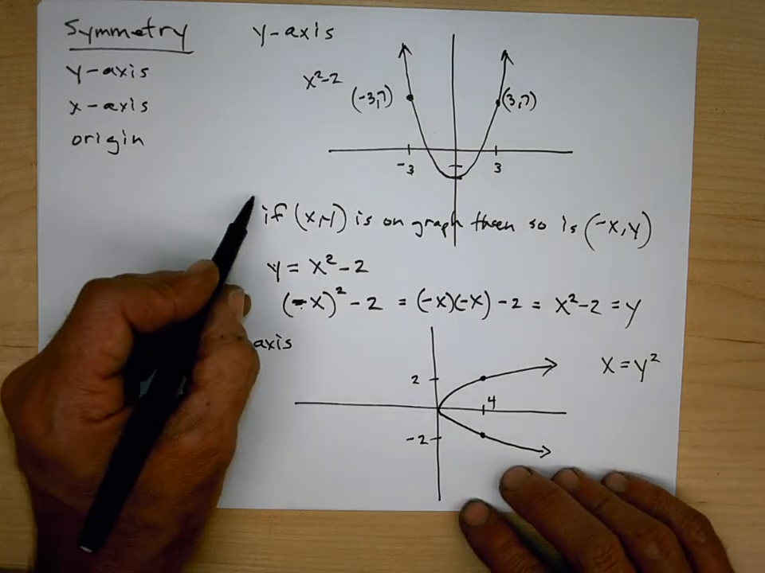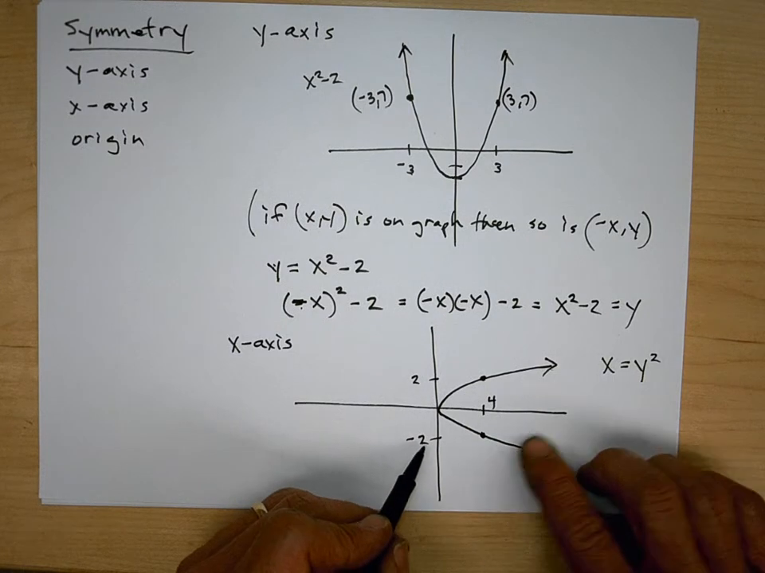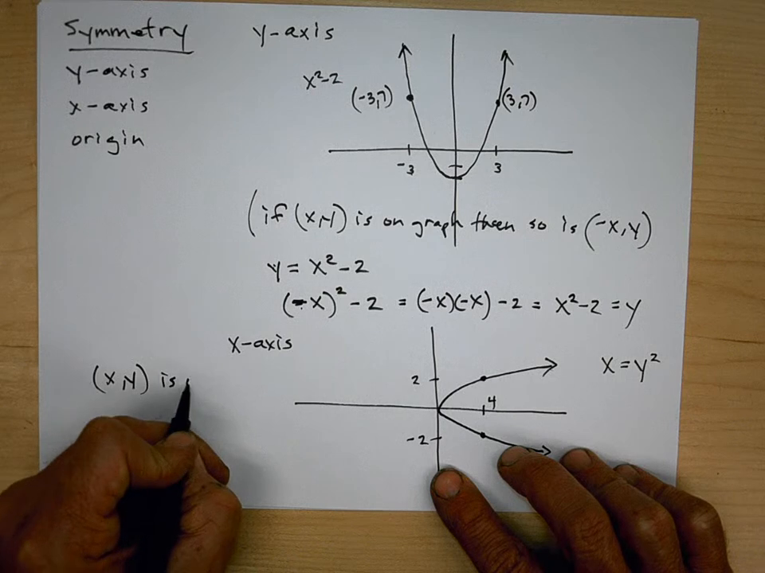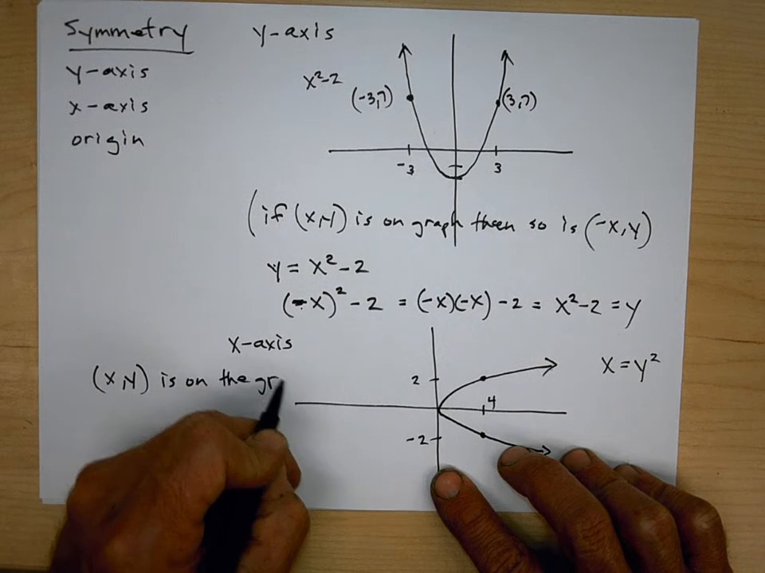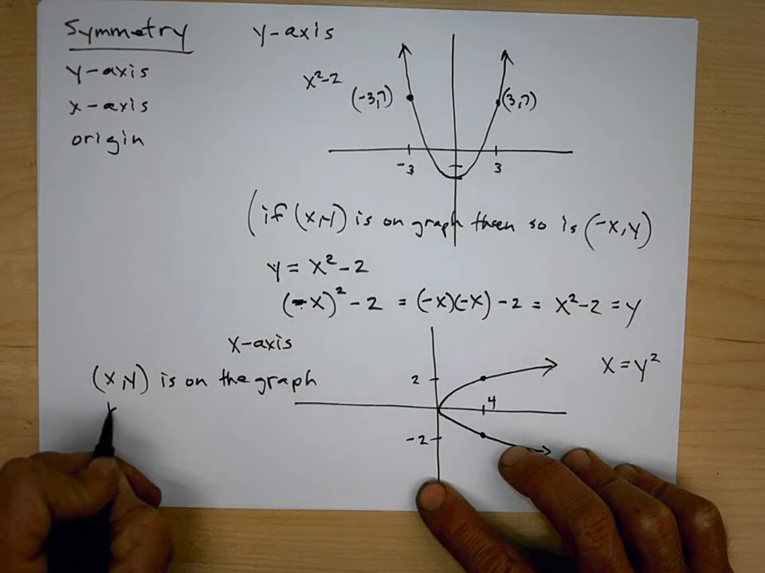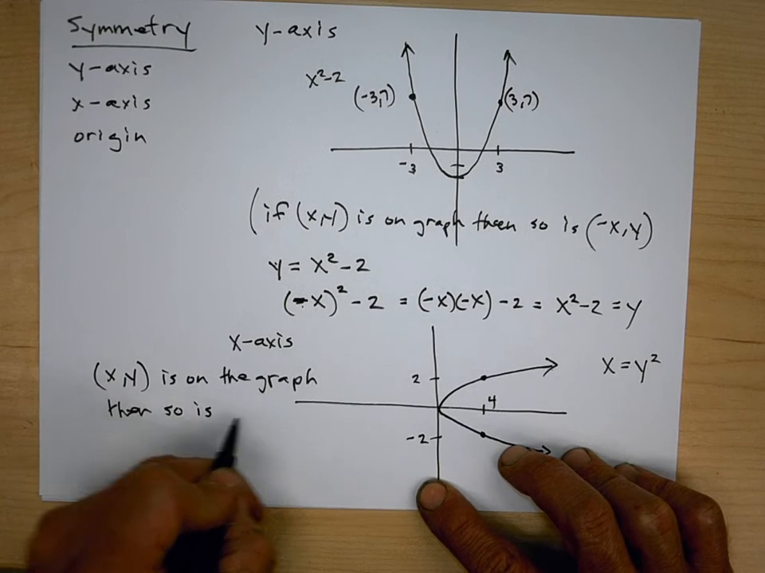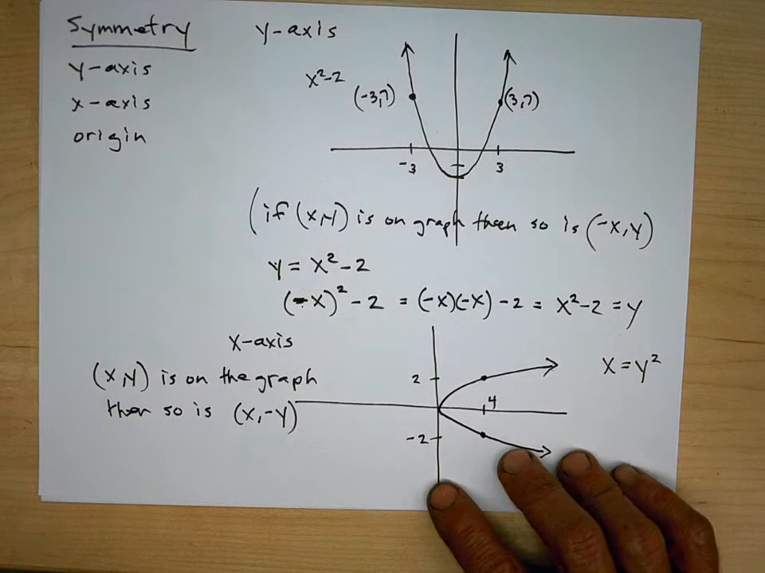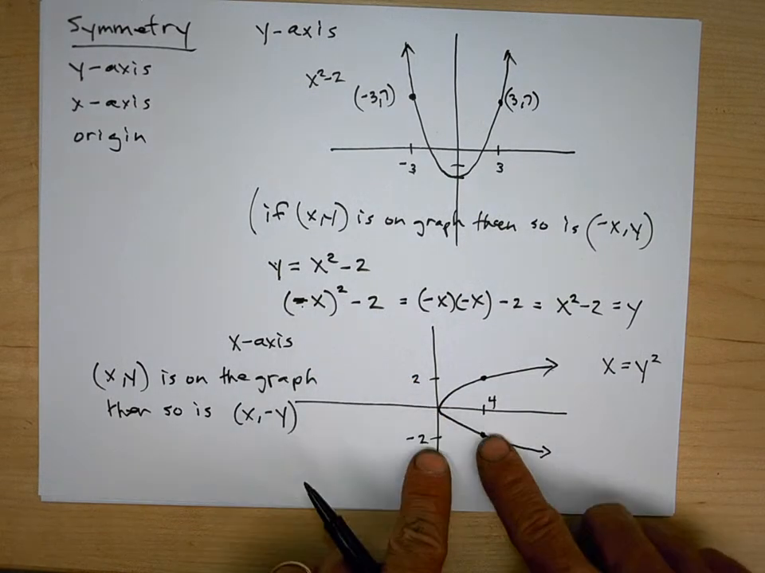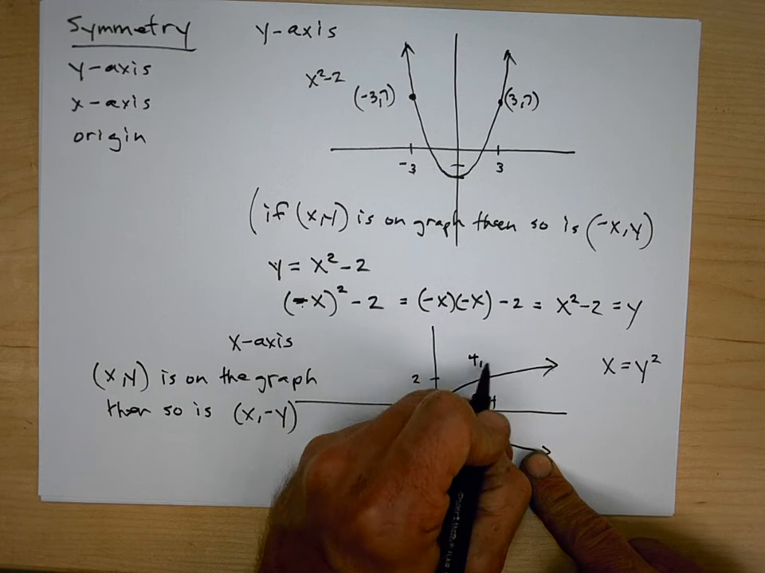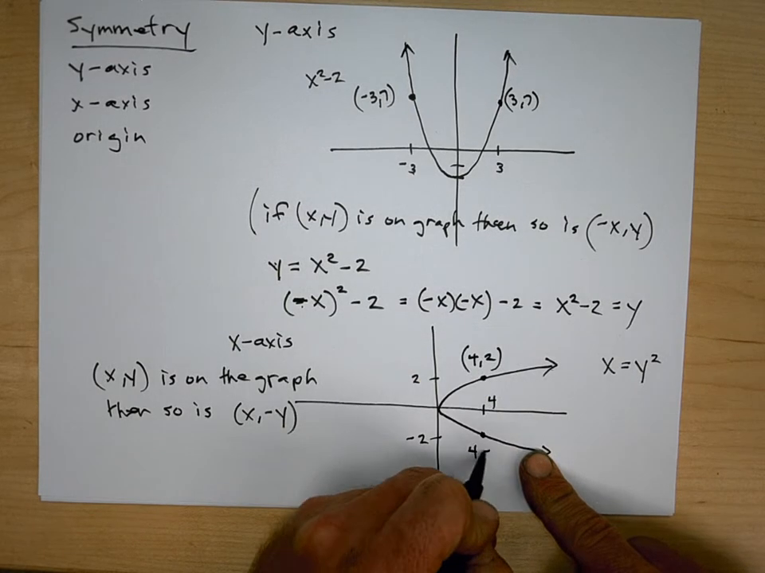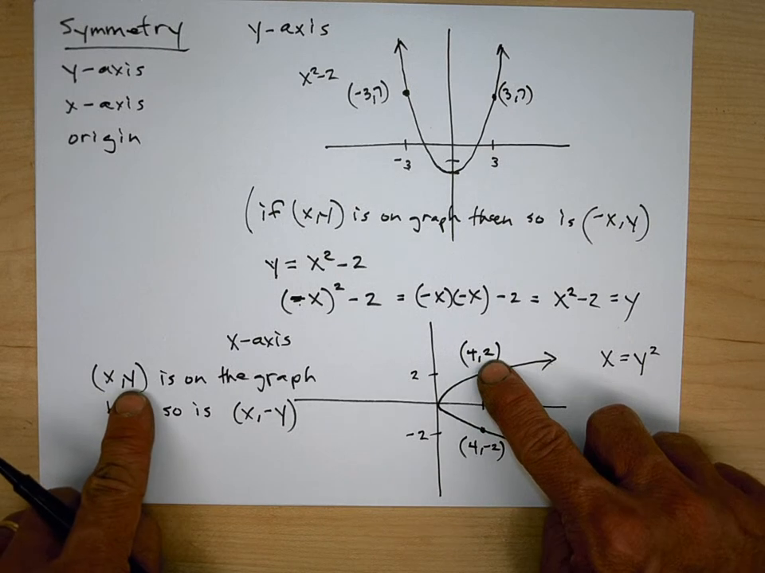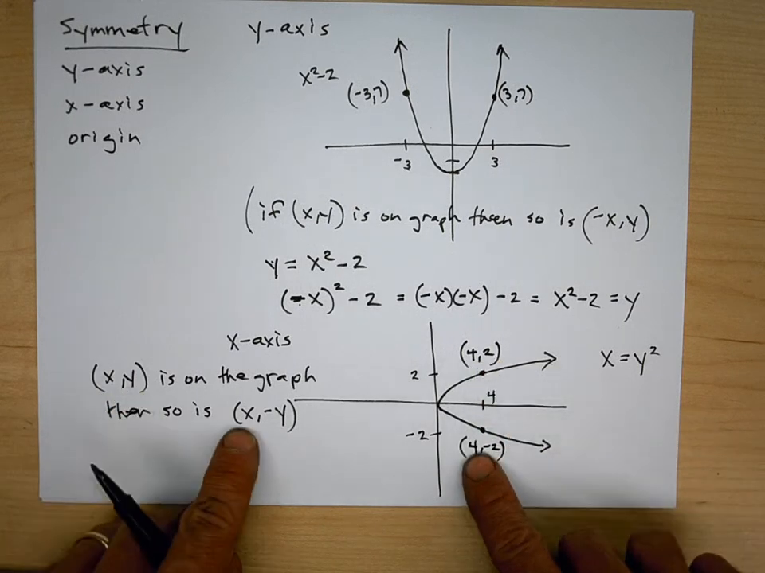Here, the difference in the rule is that if (x, y) is on the graph, then so is (x, -y). We see it already here, right? This point right here is (4, 2), and this point is (4, -2). So if (4, 2) is on there, then the same x value with a negative y is also on there.